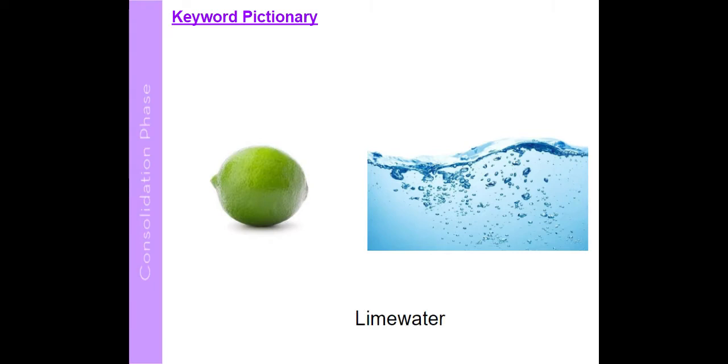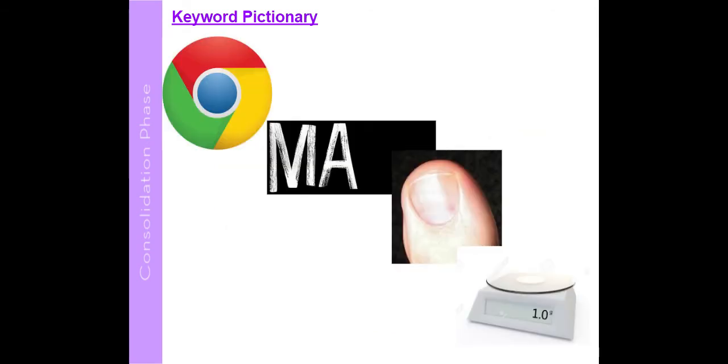lime water. Now remember, guys, lime water is the solution we use to test for carbon dioxide gas. It turns from clear to cloudy. And also we can use it to test for a carbonate as well. We'll come to that a little bit later.